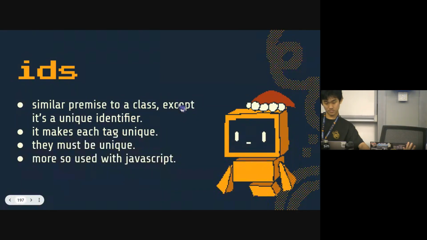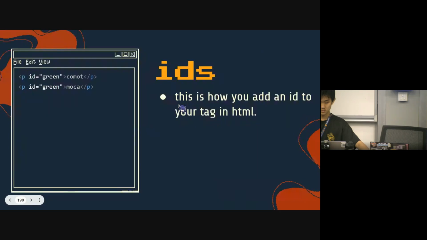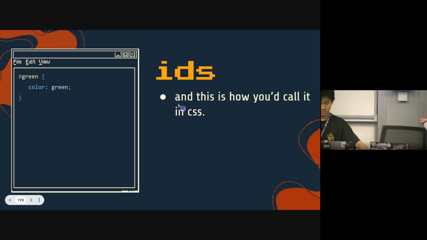And IDs are a similar premise to classes, except that it's a unique identifier. It makes each tag unique, and each ID must be unique. However, this is more so used for JavaScript, so we won't be covering much about it. But if you want to add an ID, here's how. This is how you add an ID to your tag, and this is how you will call it in CSS. It differs from a class. Instead of using dot, you use the hashtag and put your ID name.